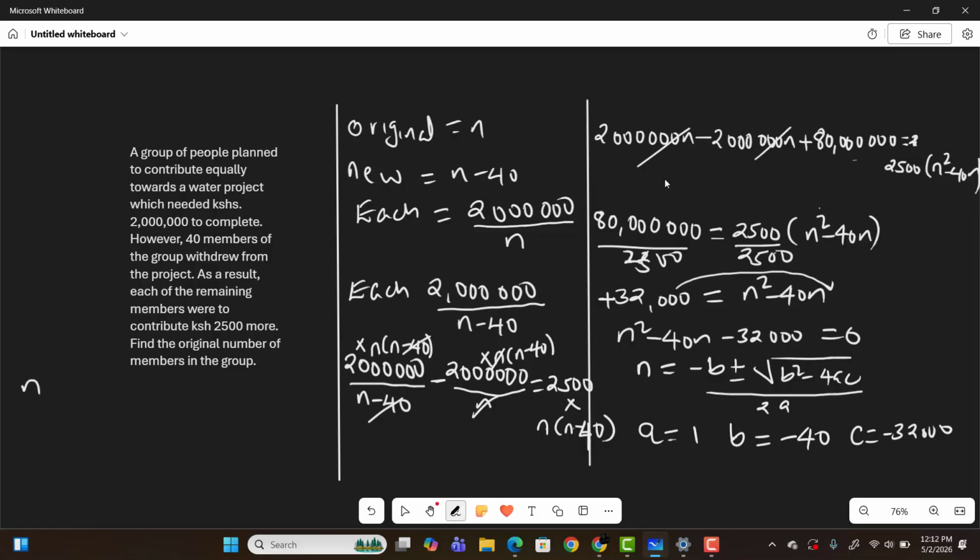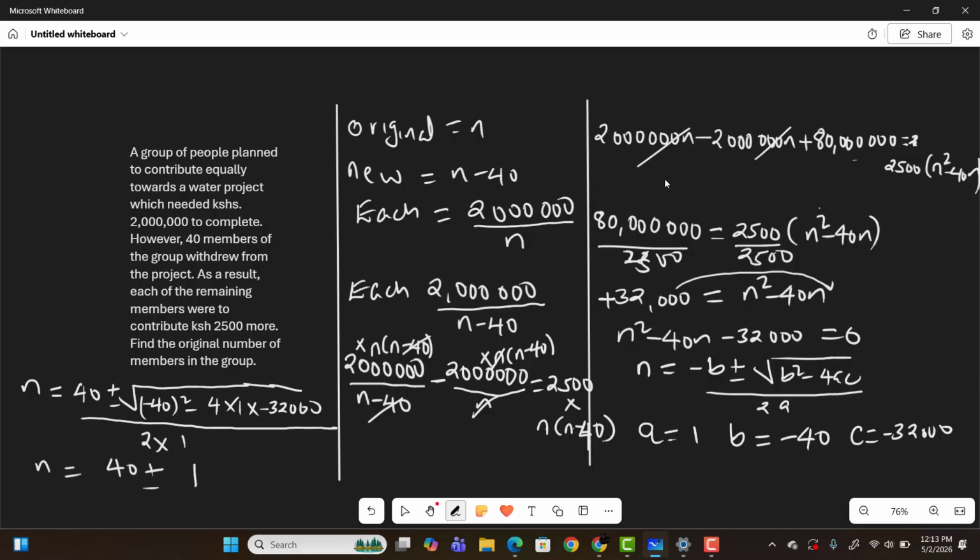We'll have n equals minus 40, that is minus b. Remember 40 is also negative, and in the formula we have another negative. That gives us positive 40, positive negative, the square root of negative 40 squared minus 4, a is 1, multiplied by negative 32,000, then divided by 2 times 1. This will give us n equals 40, positive negative, the square root of. Now what you're going to have here, we have a negative here and we have a negative here.